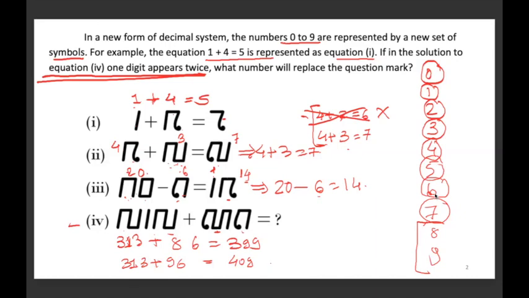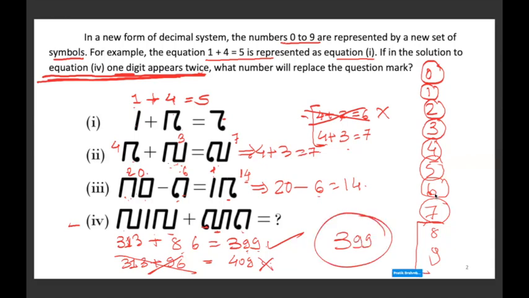What I also know is in one equation, one digit appears twice here. So this cannot be 9, this should be 8, then only 399, in which 9 is a digit that appears twice, is satisfied. So this is correct. The other is a wrong assumption. So the correct answer is 3, 9, and 9. Okay, we'll move to the next one.